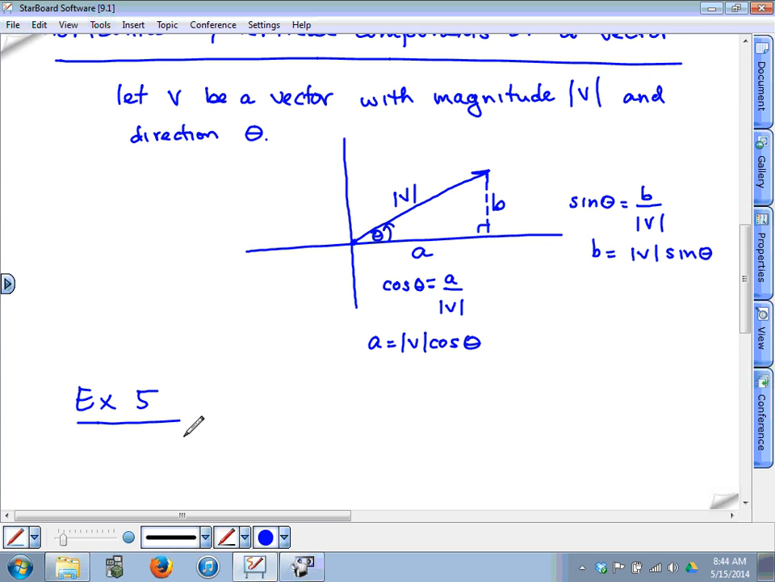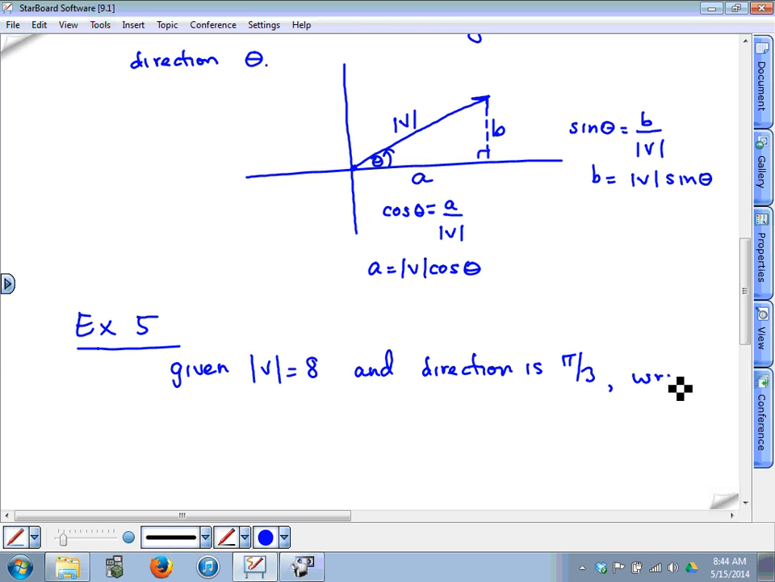So example 5. Given the magnitude is equal to 8 and direction is pi thirds, write V in terms of i and j. So find the horizontal and vertical components and then write vector V in terms of i and j.